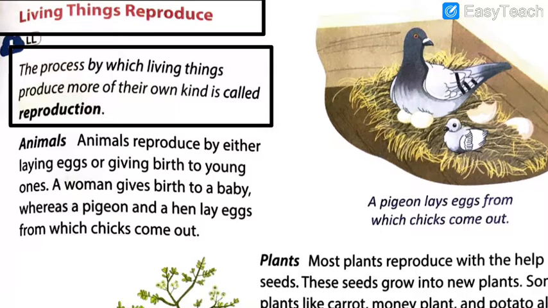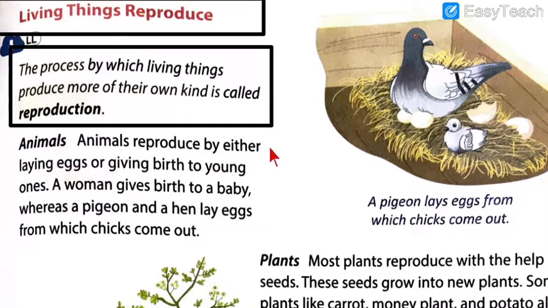Like a pigeon will lay eggs, a cow will give birth to a calf, a lion will give birth to a cub. So a lion will give birth to a lion only, a cow will give birth to a cow only. So the process by which living things produce more of their own kind. We human beings will obviously give birth to a man or a woman, that is, to a boy or a girl. Obviously we are not going to give birth to an animal. So when living things produce more of their own kind, that process is called reproduction. So I hope now you know the meaning of reproduction.